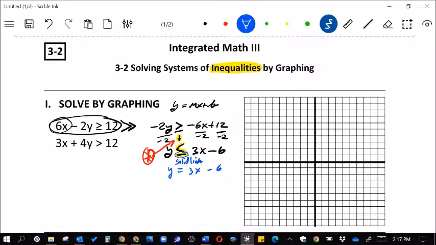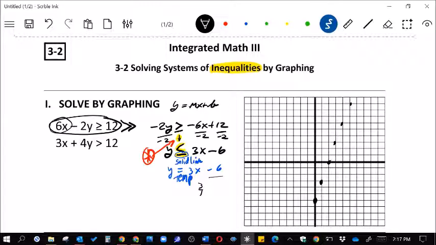So we're going to temporarily graph it as an equal. And then we're going to have to figure out which side to shade. So let's go to negative 6 for the y-intercept: 3, 4, 5, 6. And then we have a slope of 3 over 1. 3 over 1 is the slope. So it's up 3 and over 1, up 3 and over 1, up 3 and over 1, up 3 and over 1.